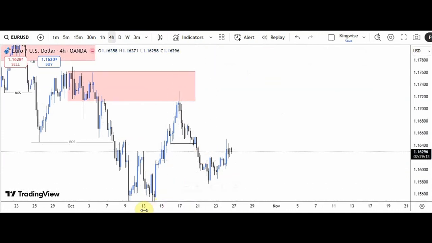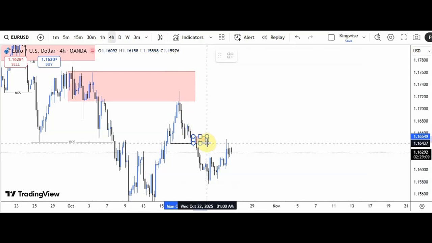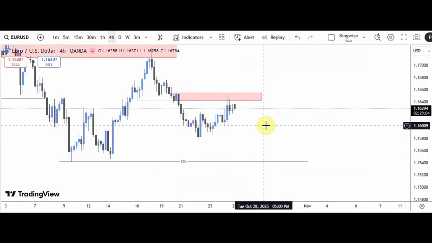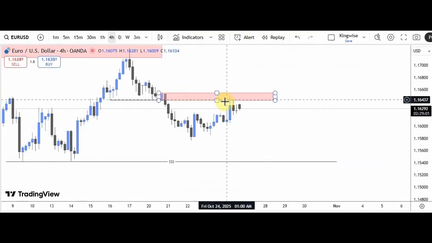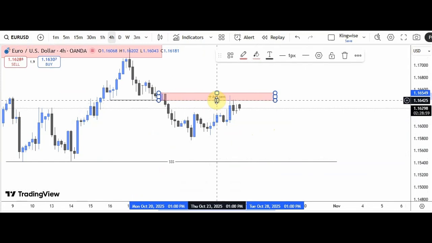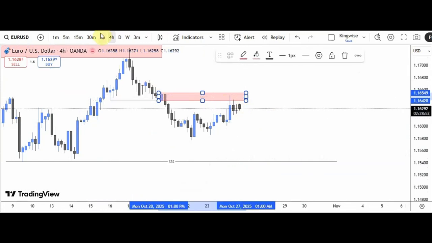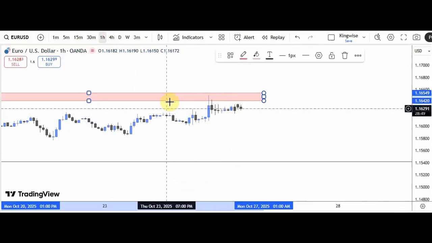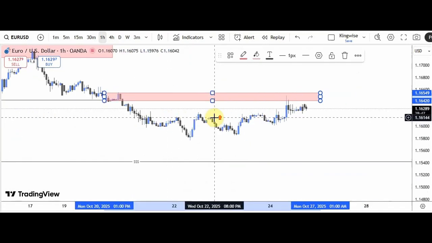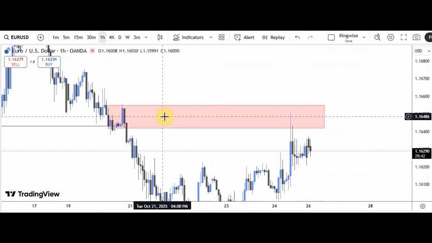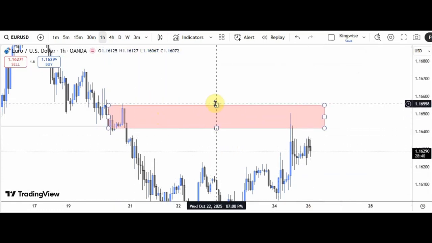And what happened? This is the order block here, and price is reacting from it already. Price is reacting from this order block already, is rejecting it. So let's go to the 1 hour time frame. On the 1 hour time frame, what can we see? Yeah, we can see that order block. Let's refine it.